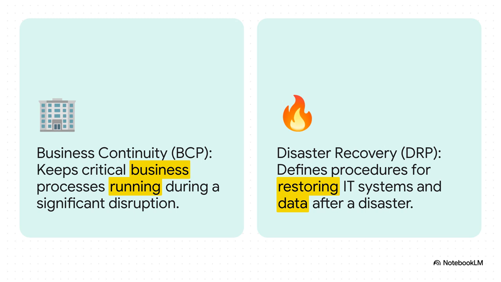Let's clear this up. Your business continuity plan is all about keeping the business running. How do we pay people if payroll systems are down? How do sales folks keep selling? Your disaster recovery plan is purely technical. It's about how we get the servers back online and restore the data. One is about the business, the other is about the tech, and you absolutely need both.